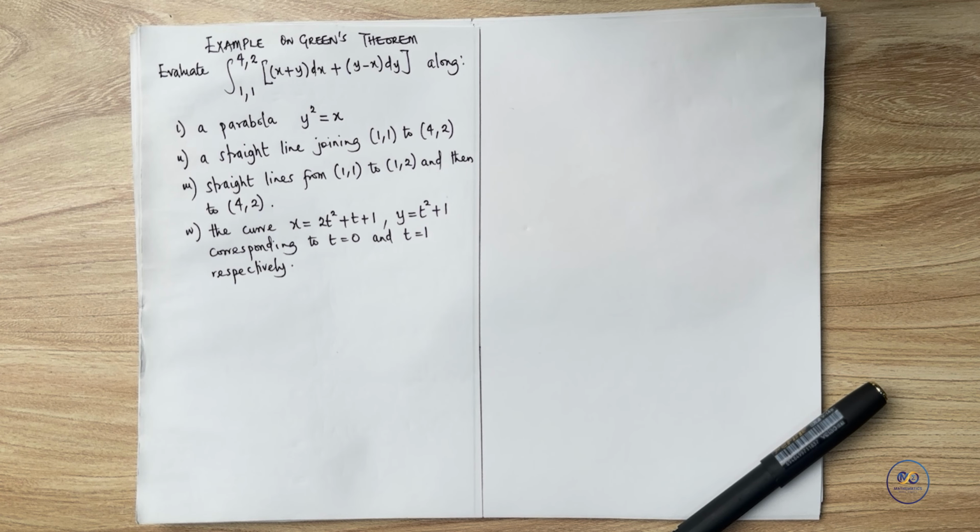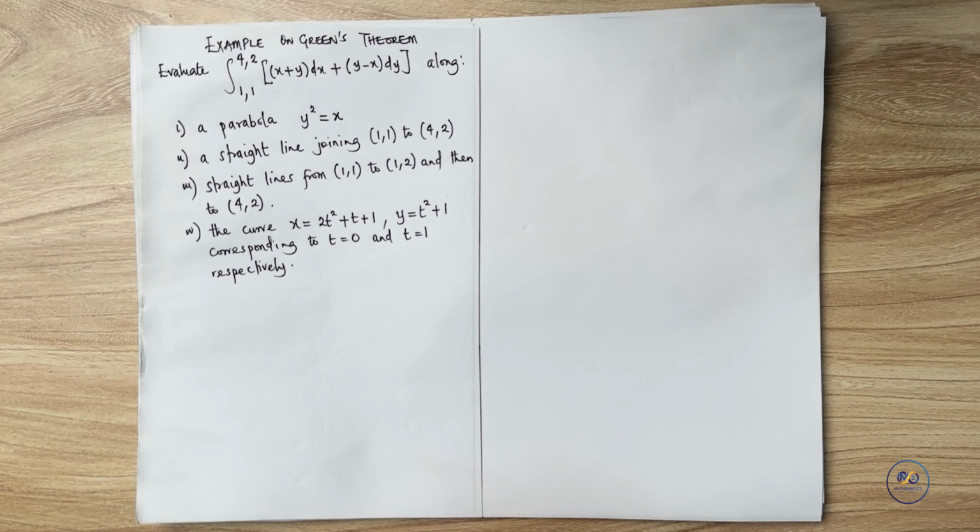It says evaluate the double integral of (x + y) dx + (y - x) dy along a parabola, a straight line joining two points, straight lines from one point to another and then from that new point to yet another point, and then the curve with x and y values with the t coordinates given as needed. Now we would start this off with the parabola.